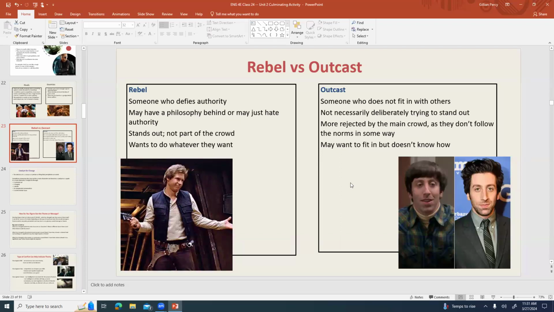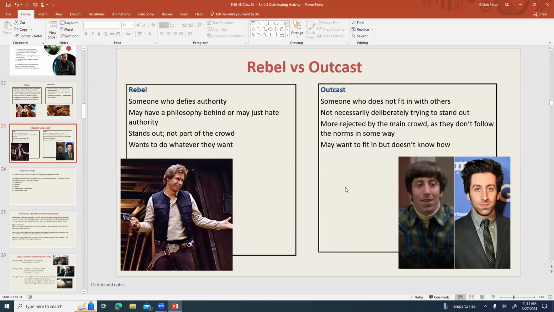So a typical example might be Han Solo, right? He's kind of a rebel. He doesn't like people telling him what to do. He wants to control his own destiny. He doesn't necessarily have a big philosophy behind it. He just wants to be his own person and doesn't like authority.